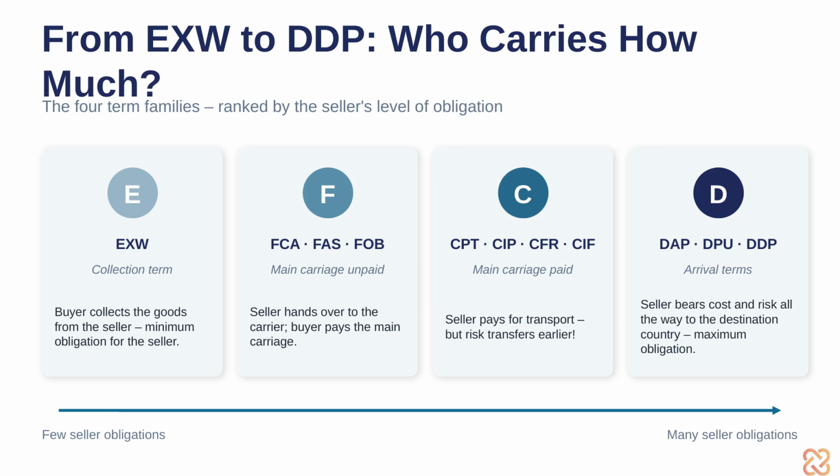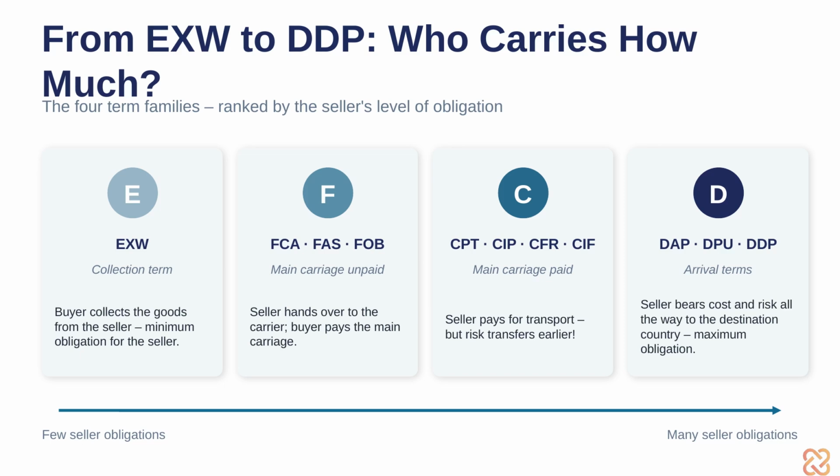To bring some order to the 11 terms, a simple grouping by first letter helps. E, F, C, and D. The E group, that's EXW, is the collection term. Here the seller bears the absolute minimum. The buyer essentially picks up the goods from the seller. In the F group, that's FCA, FAS, and FOB, the seller hands the goods over to the carrier or makes them available for shipping, but the buyer pays for the main carriage.